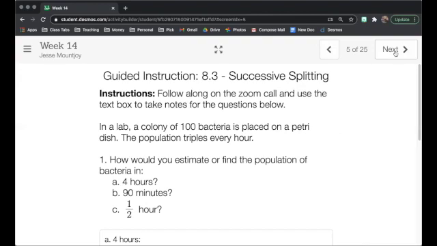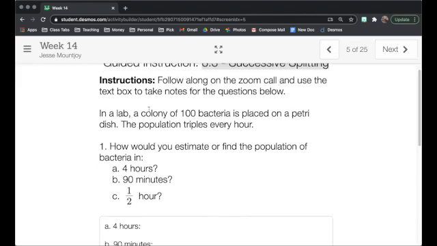So this is the guided instruction. This is where I want you to follow along with me. We're on slide 5 right now. And the problem is 8.3, successive splitting. Okay, so in a lab, a colony of 100 bacteria is placed in a petri dish. The population triples every hour.